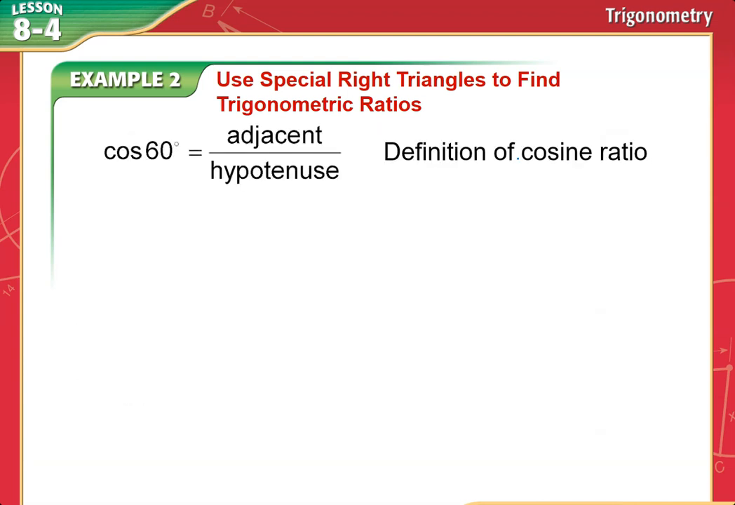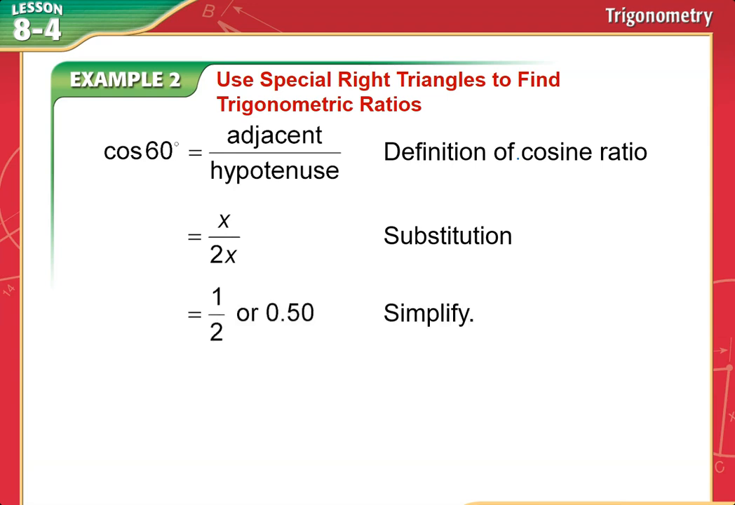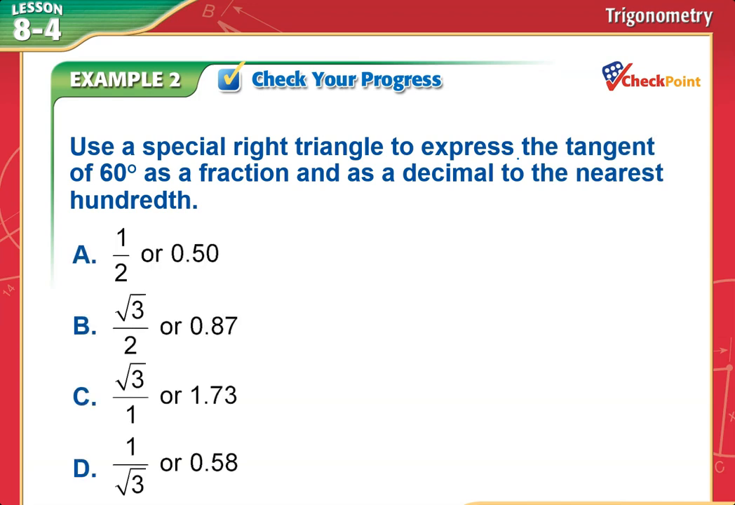All right, so we have cosine 60 again equals the adjacent over the hypotenuse. We have x over 2x, and then we can reduce it down to a half. Good. Answer 1/2 or 0.5. Okay, now we're going to use special right triangle to express the tangent of 60 degrees as a fraction. Check your progress.